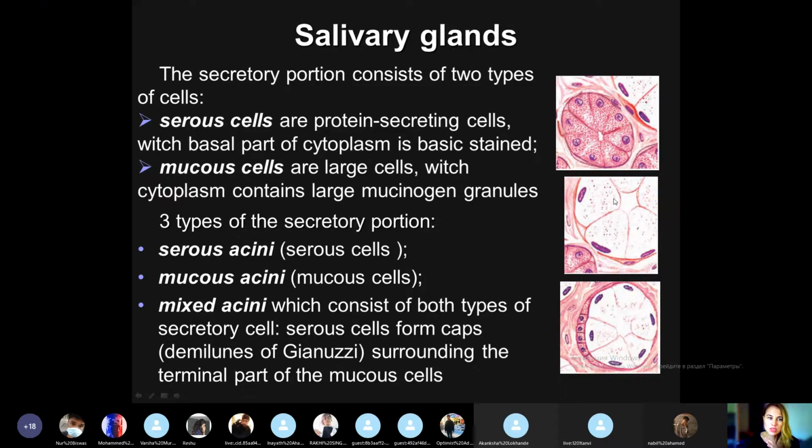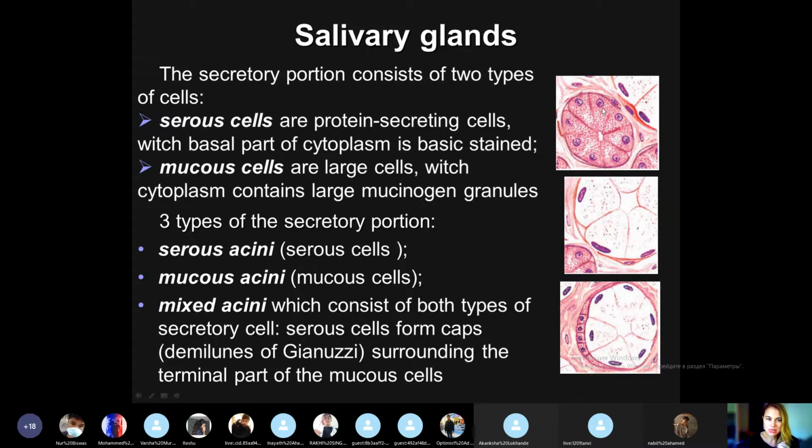So now let's focus on the types of the secretory portions or acini. We differentiate three types of secretory portion. The serous acini, over here we can see it in the top diagram. The serous acini are composed of the serous cells.